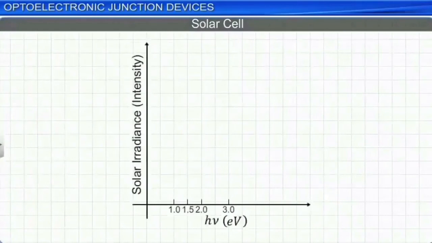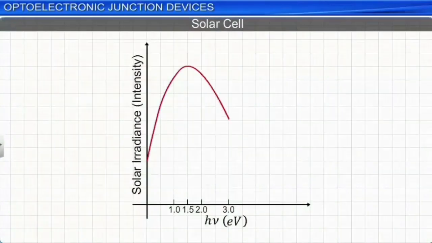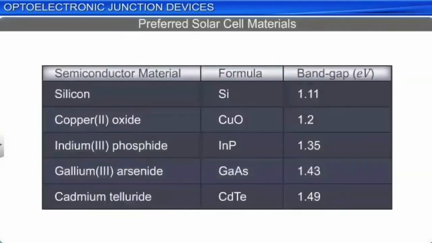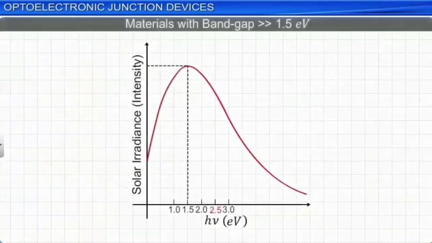When we analyze the graph between energy of the incoming photon and intensity of light, we can see that there lies a maximum at an energy of 1.5 electron volt. That means most of the photons reaching the surface of Earth have an energy around 1.5 electron volt. And the materials which we are using for making solar cells have band gap energies as shown, 1.11 to 1.49, it varies. How do we choose the materials like this? It is from that graph which we took.